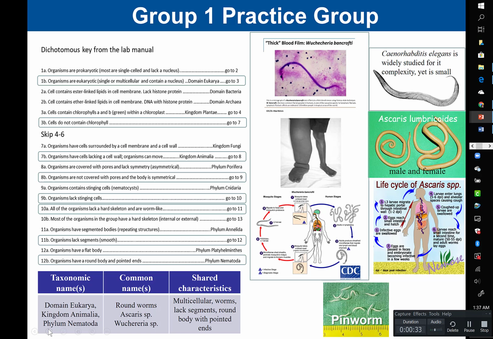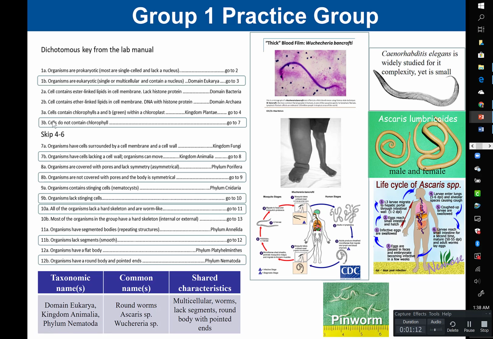And so what you do for a dichotomous key is that you start from the top and you start with the first group of statements. The first group of statements says either organisms are prokaryotic, most are single-celled and lack a nucleus, or organisms are eukaryotic, single or multicellular, and contain a nucleus. And so we said that the correct statement for that was 1B. So this is domain Eukarya. Go to number 3. So you skip over number 2 and you go to statement number 3. And so we worked through this until we end up with our classification.